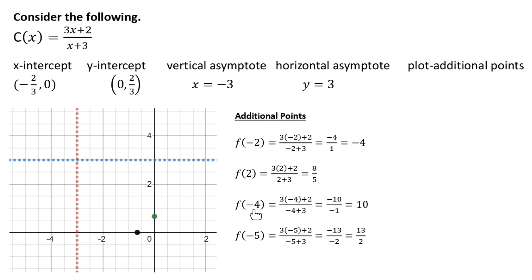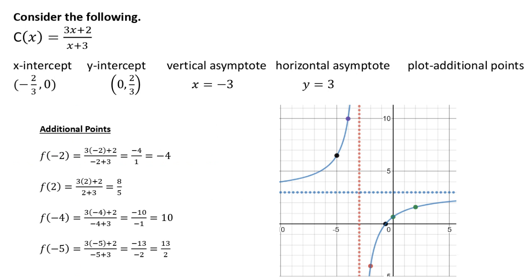But more importantly, I need to know what's going on on the left side of the vertical asymptote. And so that's why I choose -4 and -5. So if I plug in -2 here, I get 3 times -2 plus 2, which gives me -4, and -2 plus 3 is 1, so I'm left with -4. Plug in the 2 here, we get 8 over 5. 3 times -4 is -12, plus 2 is -10. -4 plus 3 is -1. Negative and negative is +10. And then -5 is going to give us 13 halves.